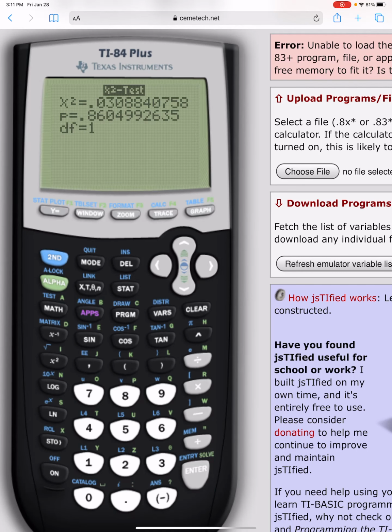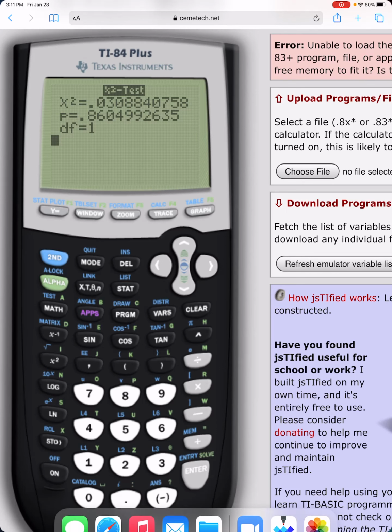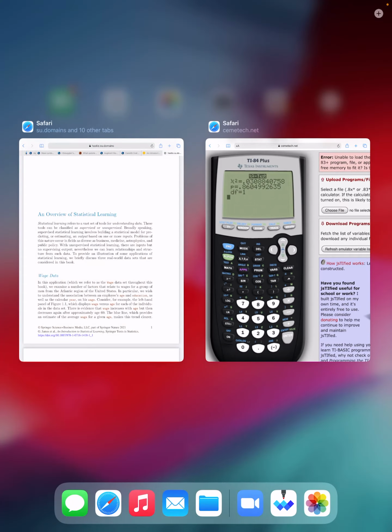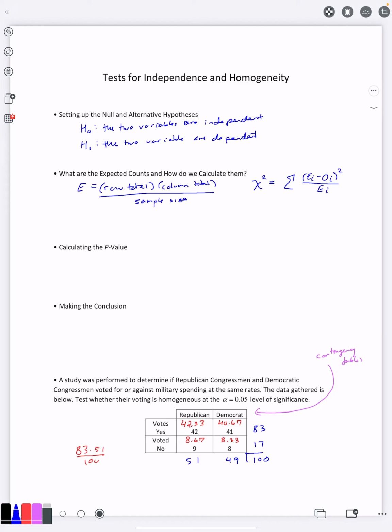Hit calculate here, and you see we get P equals 0.860, or just 0.86. So let's go over here to the P value. That was 0.860, or just 86%. That means there's an 86% chance that we could just get a random sample and it would turn out to be like this. What that means is we do not reject H0. This is much bigger than the alpha.